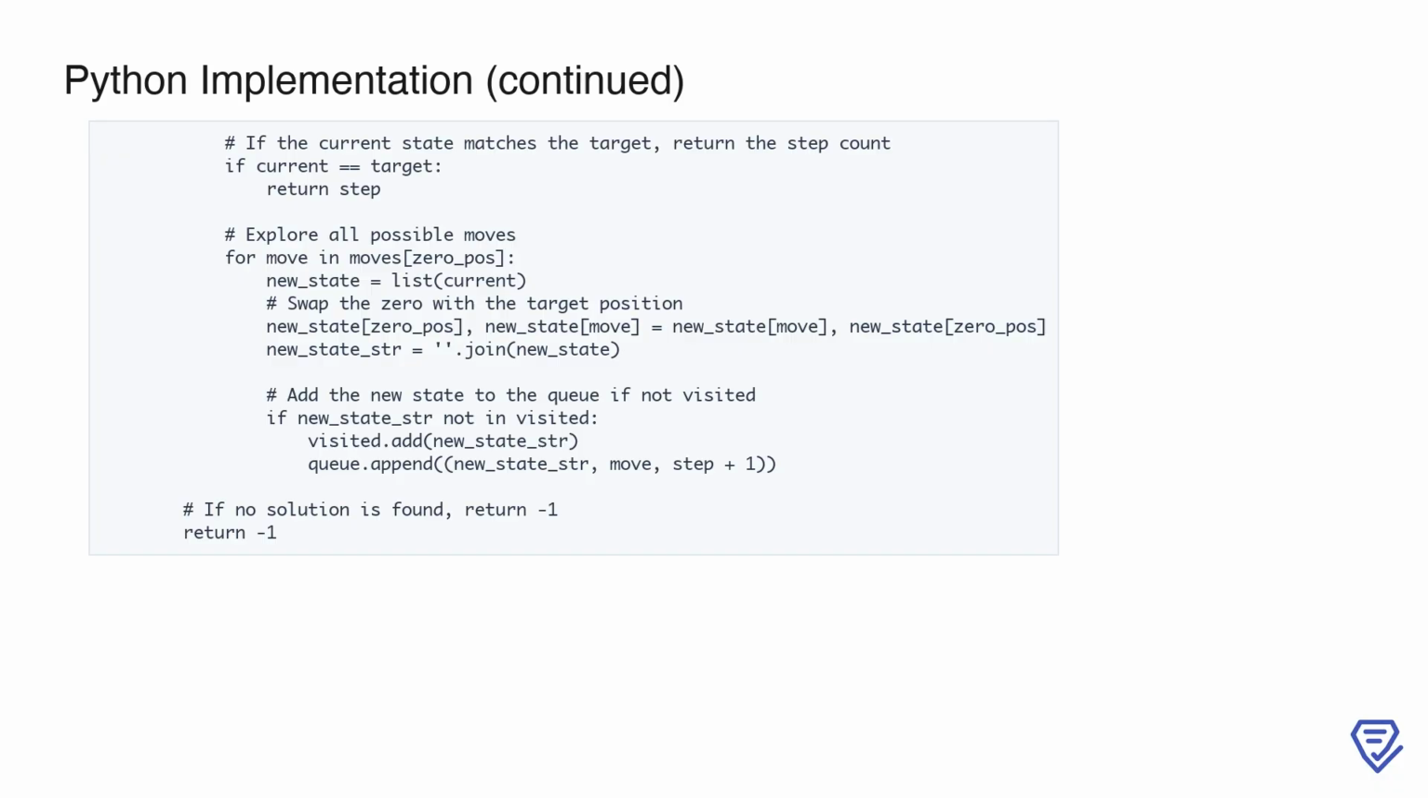For each valid move, we create a new board state by swapping the empty space with the adjacent tile. This is done by converting the current state string into a list, performing the swap, and then converting it back into a string. If the new state hasn't been visited yet, we mark it as visited and add it to the queue, along with the updated position of the empty space and the incremented move count. This process continues until the queue is empty. If we exhaust all possibilities without finding the target configuration, we return -1, indicating that the puzzle is unsolvable.